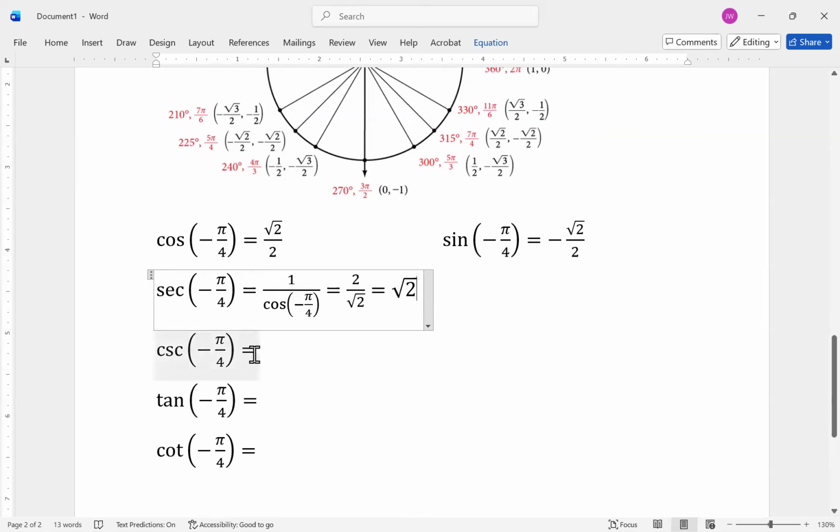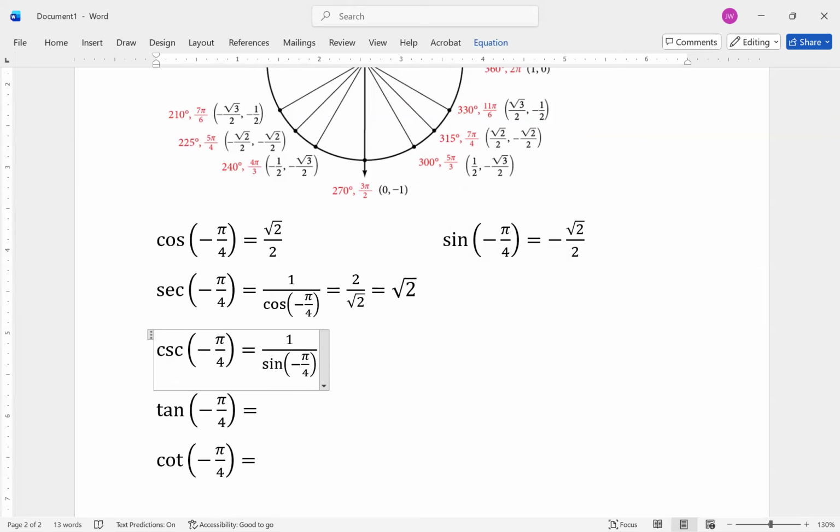Now, cosecant is related to sine in the same way that secant is related to cosine. So cosecant is 1 over the sine of negative pi over 4 in this case, which means that it is the reciprocal of negative root 2 over 2. So that's going to be negative 2 over the square root of 2, which, if you do some simplification, just gives you the negative of the square root of 2.